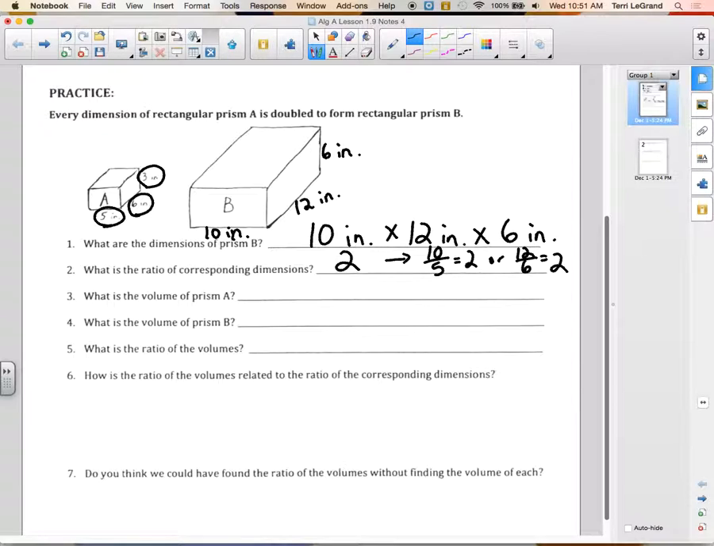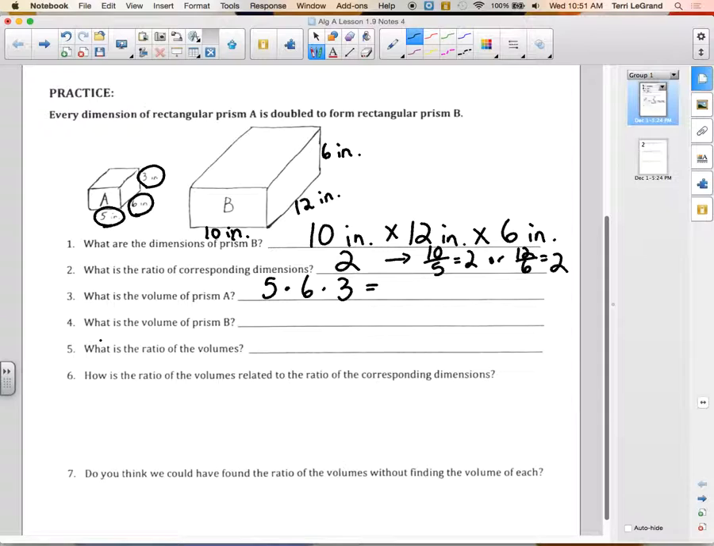Okay, so what is the volume of prism A? Anybody know how to find volume of prisms? Length times width times height. So what are we going to do to find the volume of prism A? We're going to take 5 times 6 times 3. Okay, 5 times 6 times 3. And what are we going to say the volume is then? 90 inches cubed.